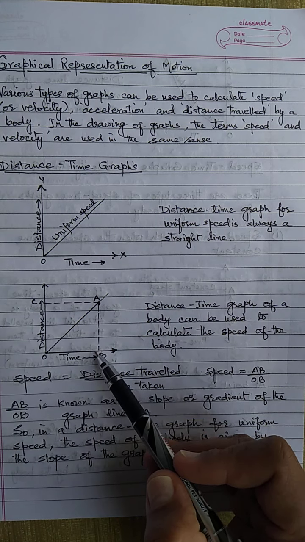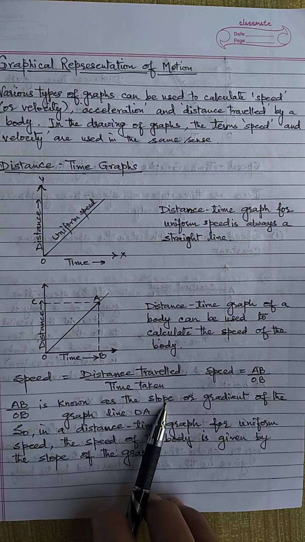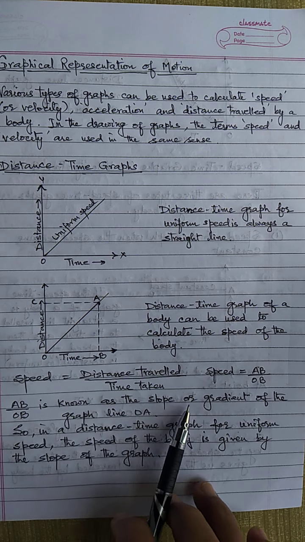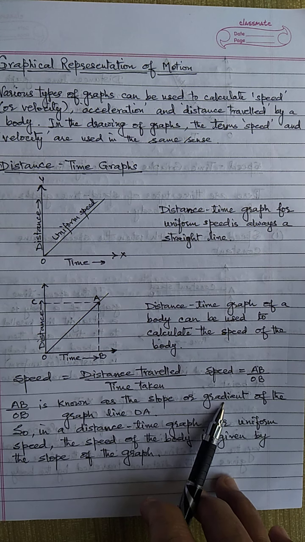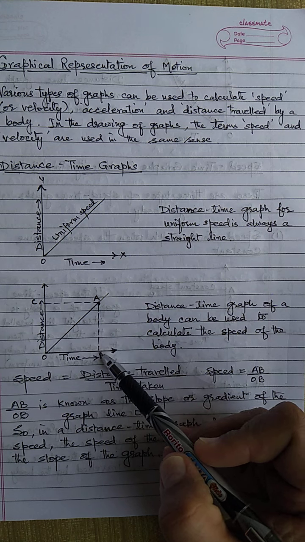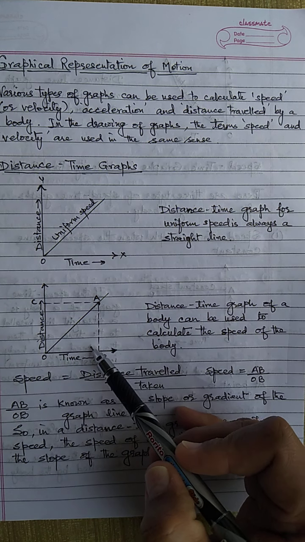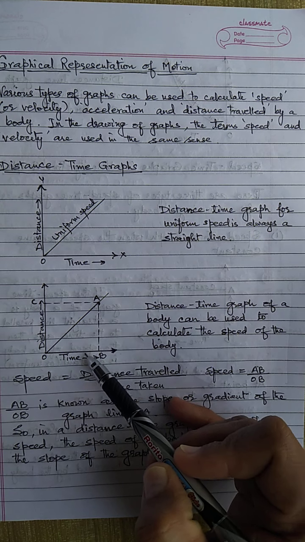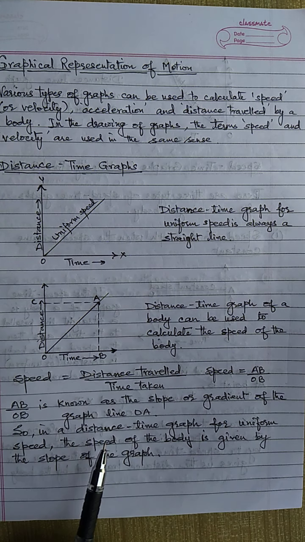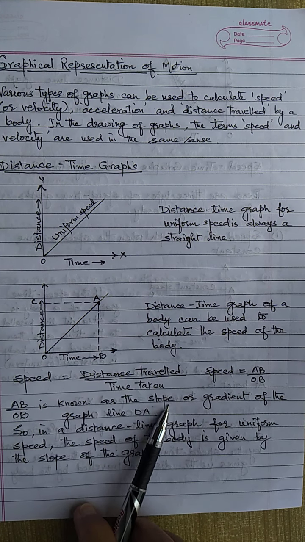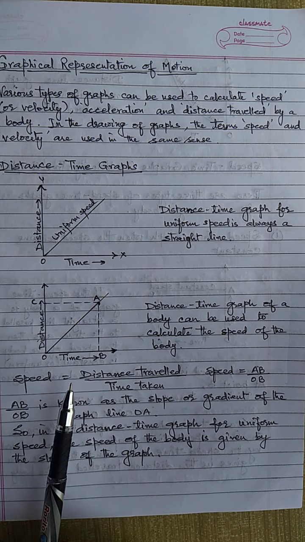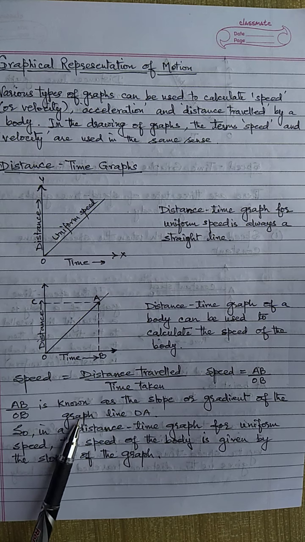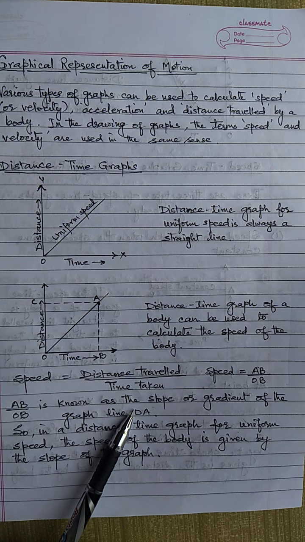Now AB upon OB is known as the slope or gradient of the graph line OA. This you have to remember. It is known as the slope or gradient. Suppose this is a right triangle ABO. Then perpendicular upon base, AB upon OB, is known as the slope or gradient. So we can find out speed from the distance time curve by finding out the slope of the curve.